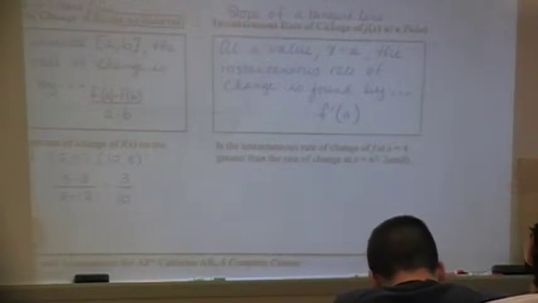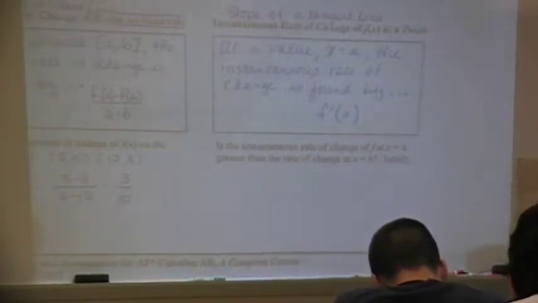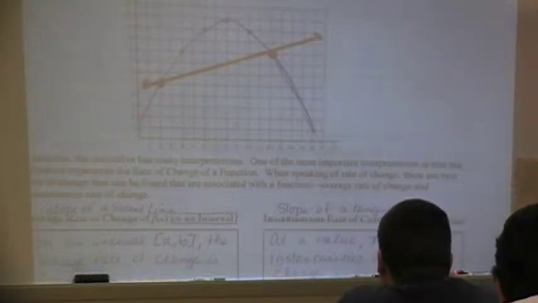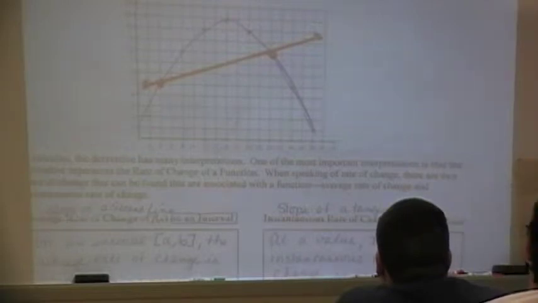So, is the instantaneous rate of change at x equals 4 greater than the rate of change at x equals 6, or less than the rate of change at x equals 6? Are we just taking the derivative and plugging in 4? Well, you would be taking the derivative, but even before we take the derivative, let's just look at it based on the picture of the graph. Is your slope at 4 going to be greater than the slope, or less than?